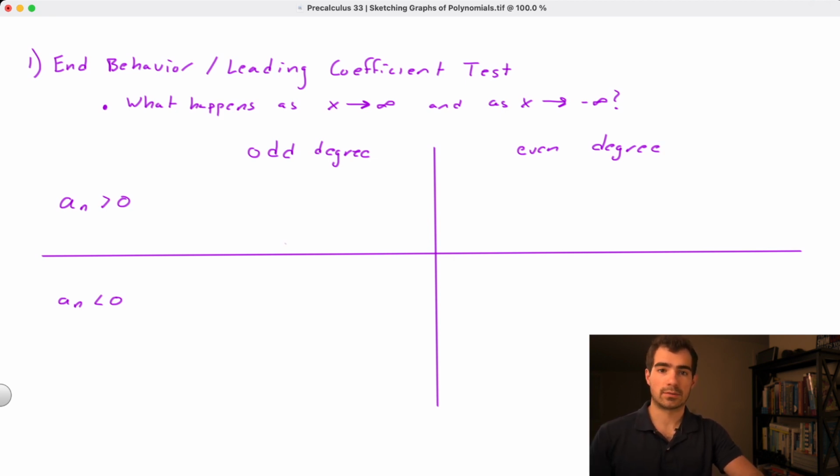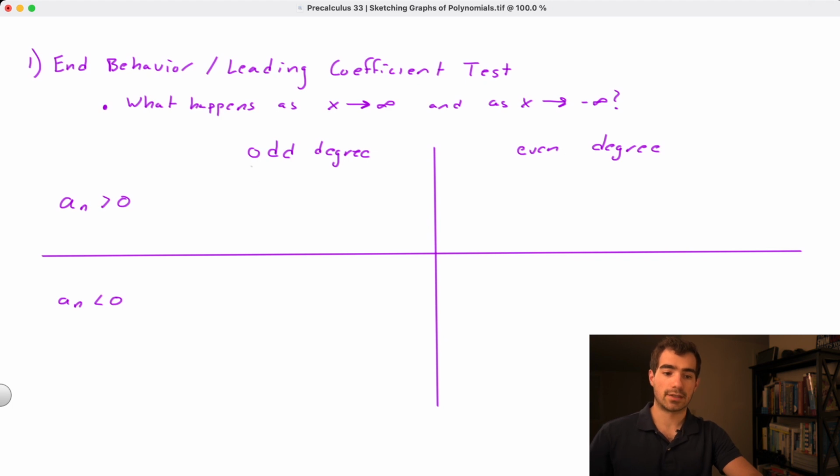And one way that we were able to think about this was comparing them to graphs that we're already familiar with, namely that of x squared, which has an even degree and a positive coefficient, just 1, and that of x cubed, which has an odd degree and a positive coefficient, again just 1, and then their reflections.